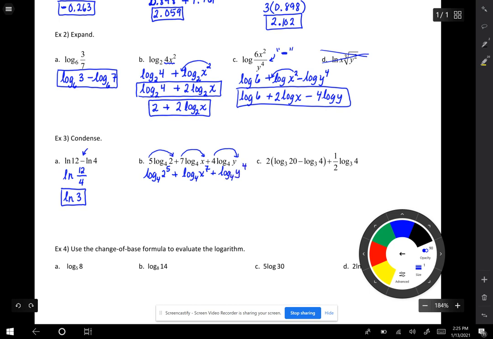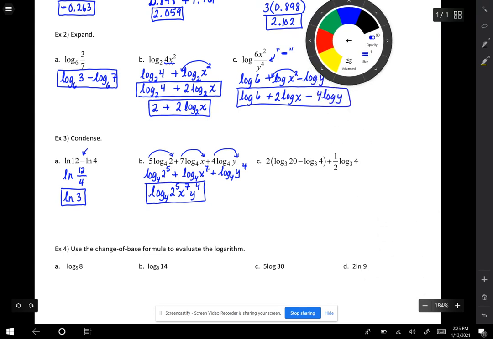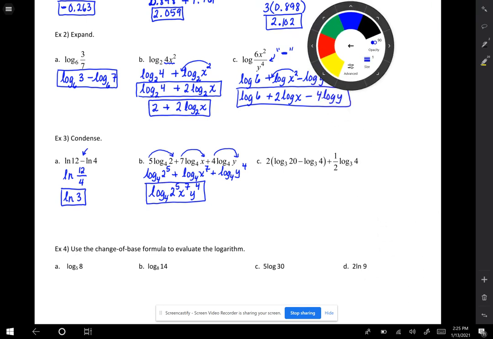Okay, next, because you see the plus sign, you're going to use the product property. So just condense it all using one single log base 4. You have 2 to the 5th, x to the 7th, y to the 4th. Now, can you write that as log base 4 of 32 x to the 7th y to the 4th? Absolutely, but I'm not going to. Okay, and then our next one, I am going to skip this one.